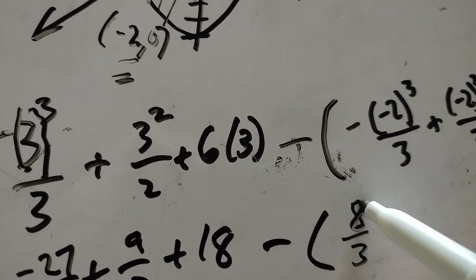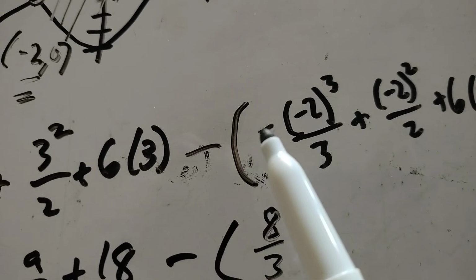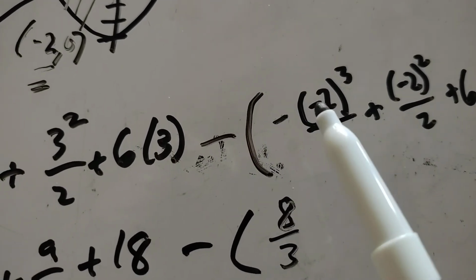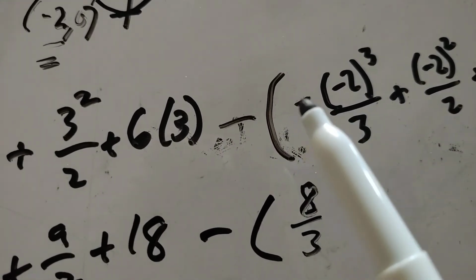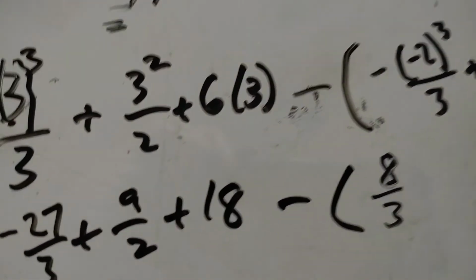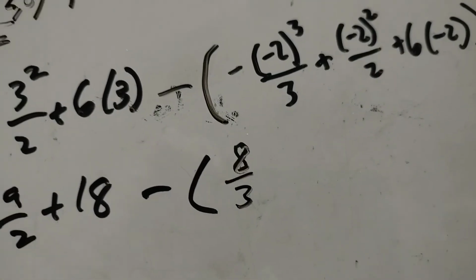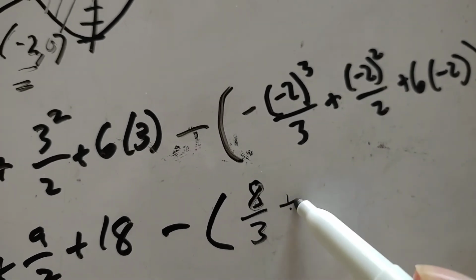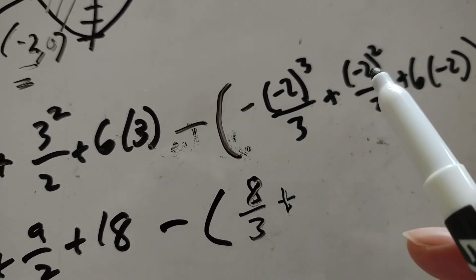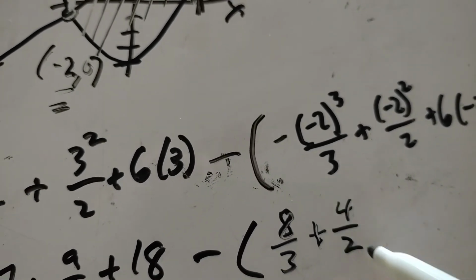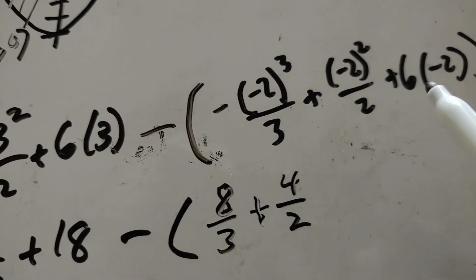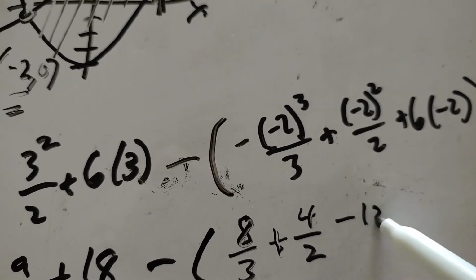8/3. Remember, by order of operations, you can't just say minus a negative is a positive. You've got to actually cube the negative 2 first to get the negative 8. Then minus a negative 8 is 8 over 3, the 8/3. Okay, and then I'm going to write plus negative 2 all squared is 4, and then 4 over 2, or you can just write 2. I'll show my work. And then plus 6 times negative 2, that's going to be minus 12.